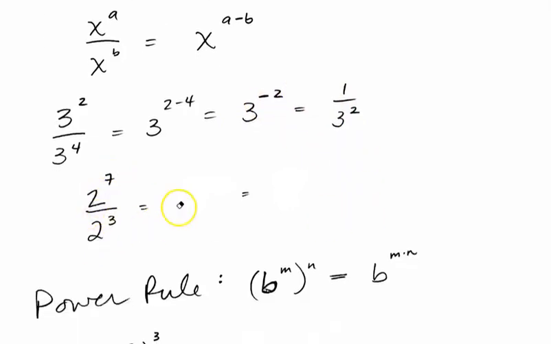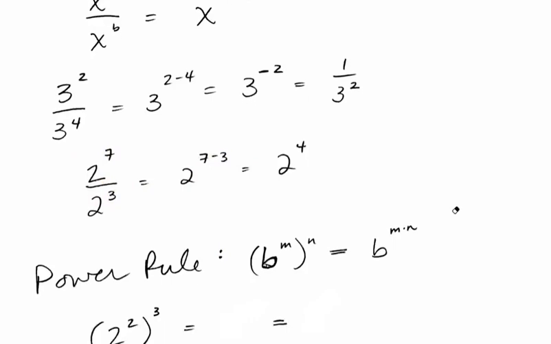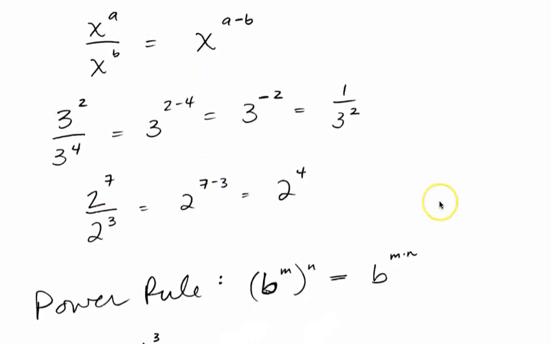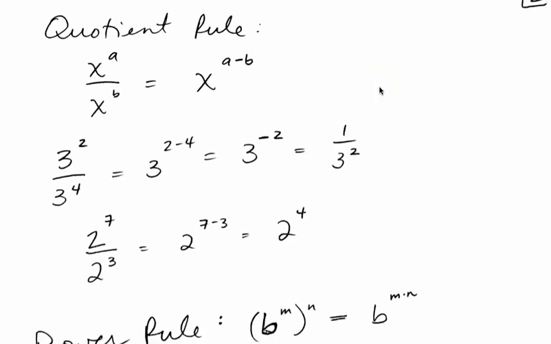2 to the 7 divided by 2 to the third. So that's just 7 minus 3 is our exponent. So 2 to the fourth. Okay, so if you just want to pause, that'd be fine as well. Just kind of get a good picture here, right? That's the quotient rule.